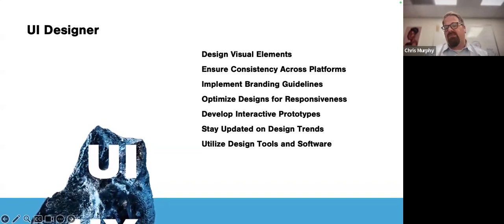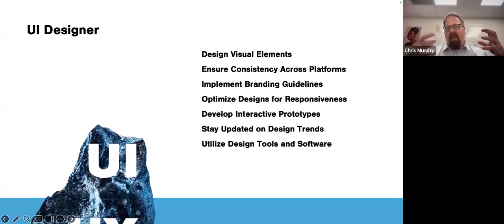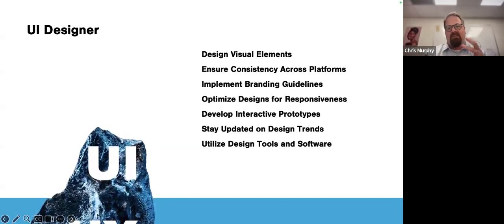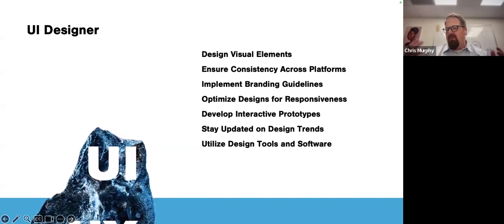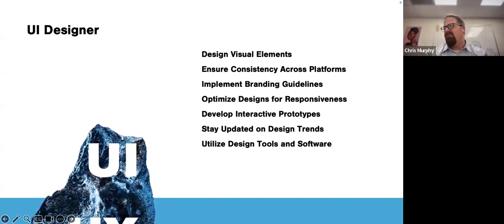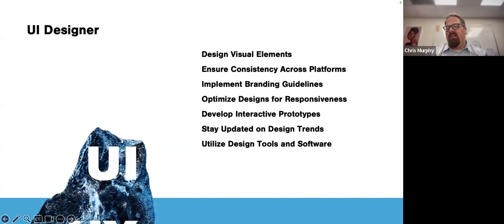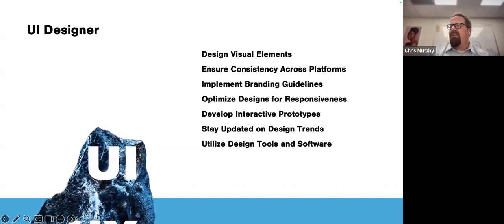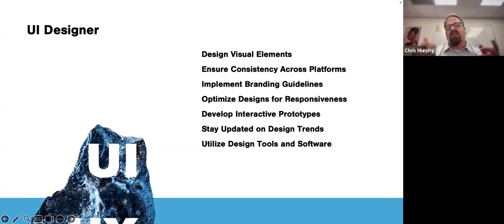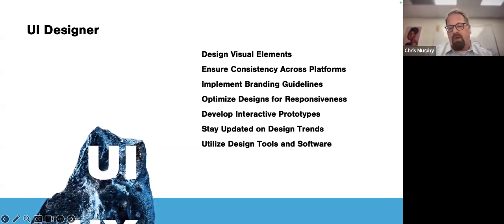Implementing the branding guidelines from that particular brand, and then optimizing designs for responsiveness, because designs have to be, now in this world of every device under the sun is created. I mean, we have folding phones, we have everything. At this point, we have to always think about how we're designing for responsiveness. And then we develop interactive prototyping and stay up on design trends, as well as utilizing tools and software, which I'll talk about later on in my presentation as well.